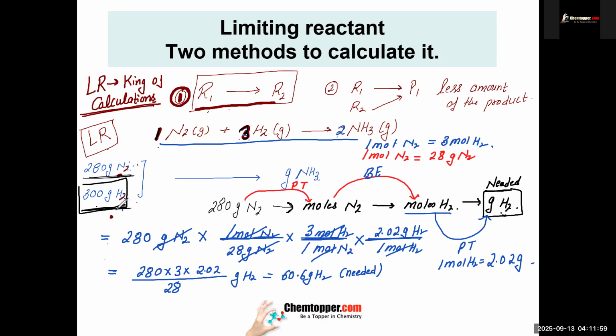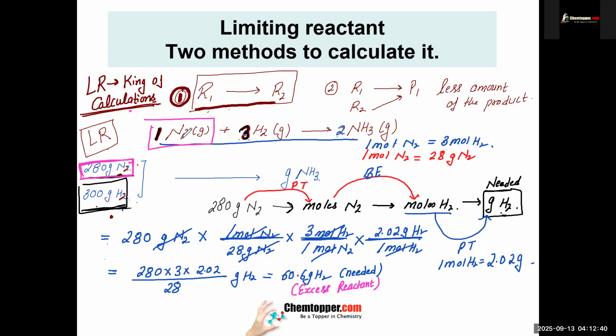So what is H2? Limiting reactant or excess reactant? Excess reactant. Given is more, needed is less. Is excess reactant. Who is the limiting reactant then? Nitrogen. Yes. So now it is the king of calculations. All calculation will be done by this 280 grams of nitrogen. What calculation? How much amount of ammonia is formed? That also I can do only with nitrogen.